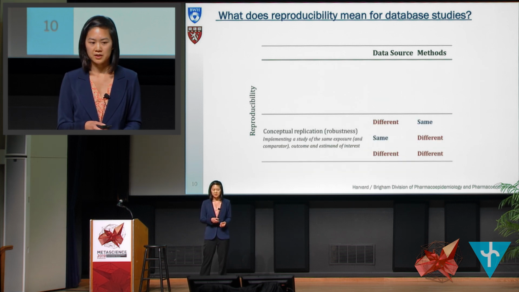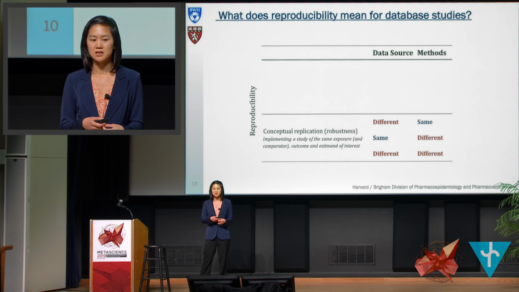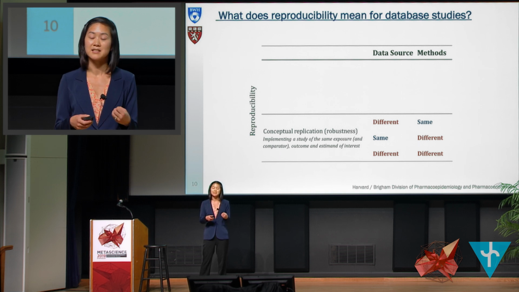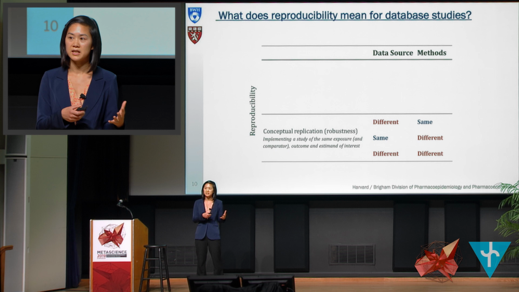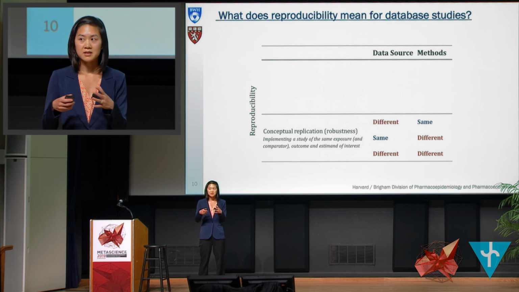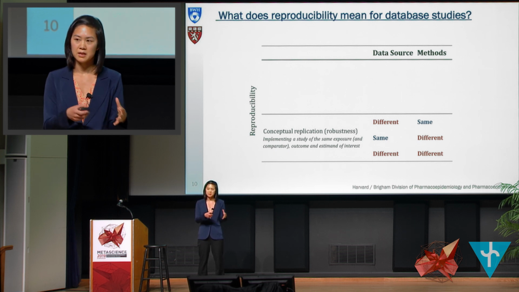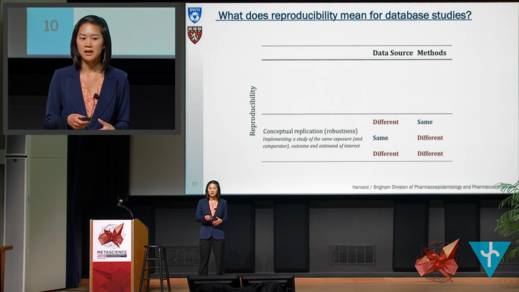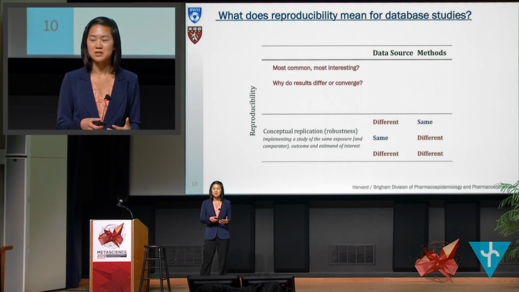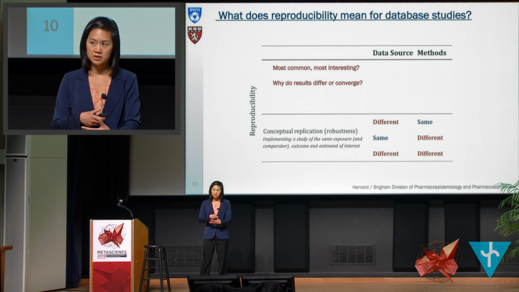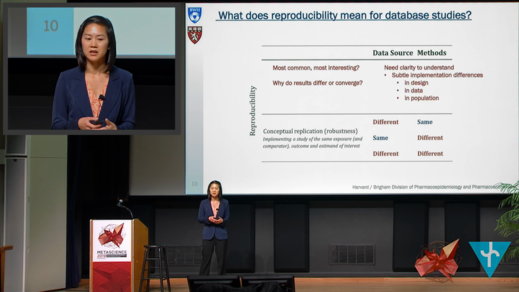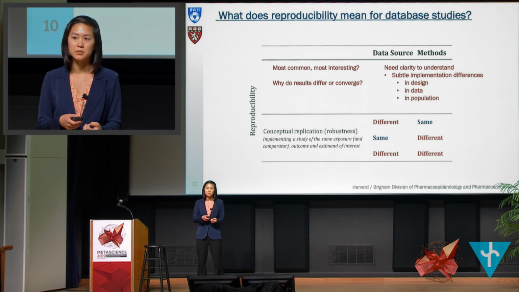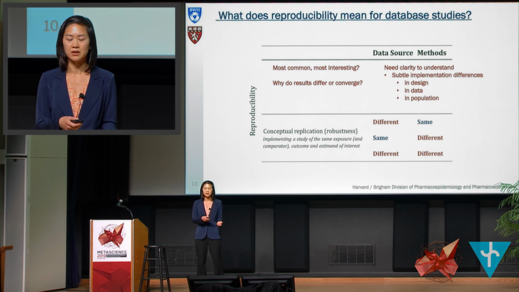The third type of reproducibility is conceptual replication or robustness, meaning that you're implementing a study asking the same question, same exposure, comparator, outcome, and estimand of interest. You could be applying the same methods in a different data source or applying slightly plausible alternative methods in the same data source or a combination of the two. And this is arguably the most common and most interesting scientifically, but when you have results that diverge, the question is why? And for that, again, you need clarity to understand, because it could be really subtle implementation differences in the design, in the data, or in the population.